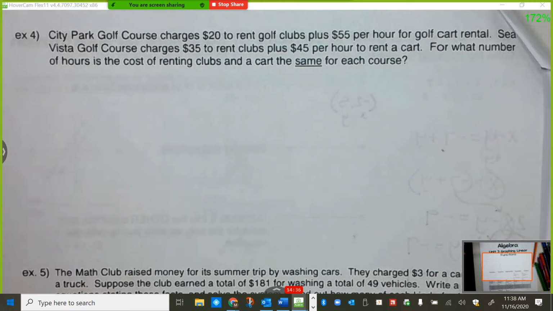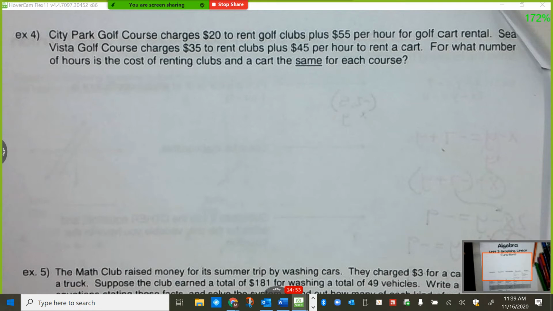So knowing that, it says City Park Golf Course charges $20 to rent golf clubs plus $55 per hour for golf cart rental. Sea Vista Golf Course charges $35 to rent golf clubs plus $45 per hour to rent a cart. For what number of hours is the cost of renting clubs and a cart the same for each course?